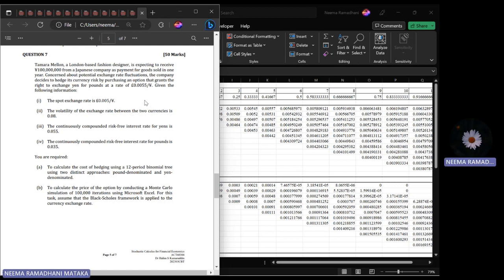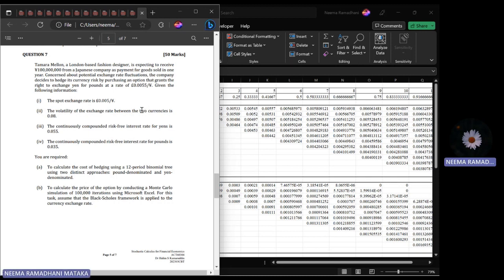Tamara Mellon, a London-based fashion designer, is expected to receive 100 million yen from a Japanese company as payment for goods sold in 1 year. Concerned about potential exchange rate fluctuations, the company decides to hedge its currency risk by purchasing an option that grants the right to exchange yen for pounds at a rate of 0.005 pounds per yen.